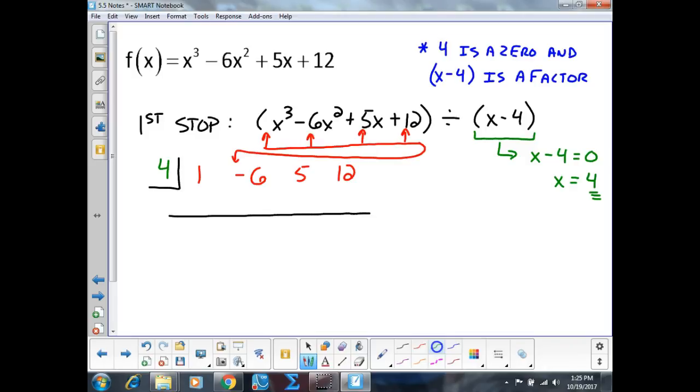Run synthetic substitution on it. Drop it. Multiply it. Add it. Multiply it. Add it. Multiply it. Add it. Okay.